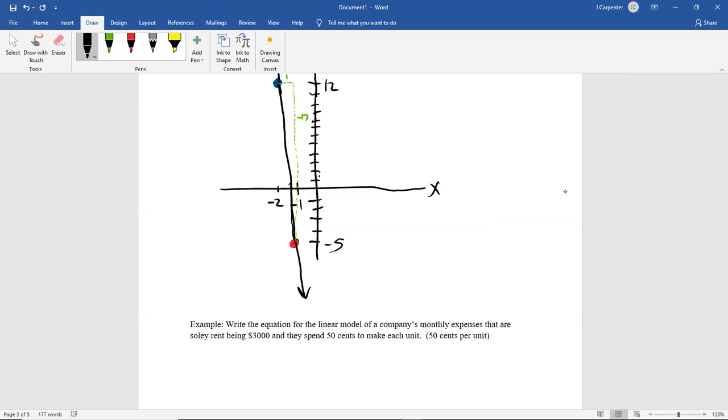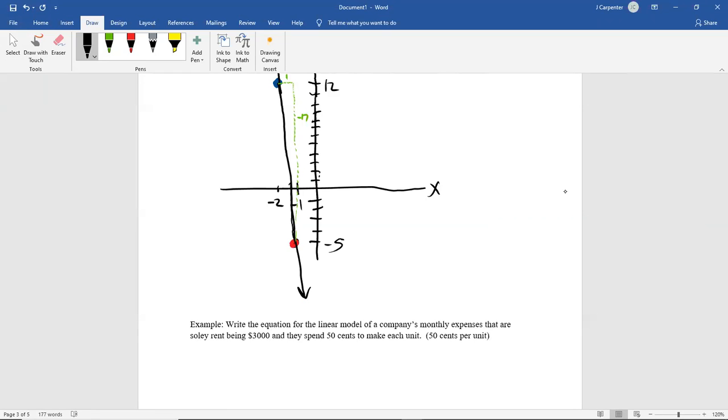So we have a rent of $3,000. Now that month's rent is not changing until maybe another year or two from now, in which case the model would change. As I've said, models can change eventually. And then it's 50 cents to make each unit. So if they didn't have rent, if they were just doing this in an open field for free, then they would spend 50 cents to make one item.